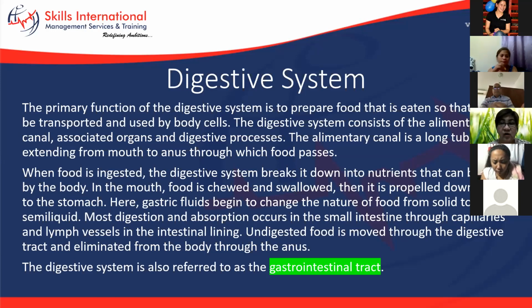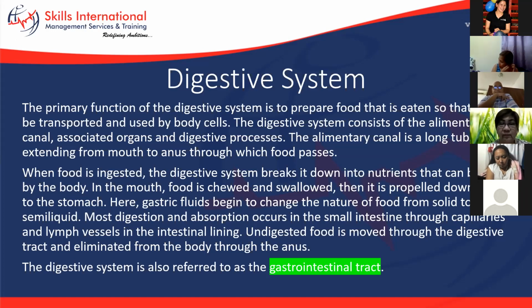The digestive system consists of alimentary canal, associated organs, and digestive processes. The alimentary canal is a long tube extending from mouth to anus through which food passes. So meron siyang taking in and taking out and keeping it out. When food is ingested, the digestive system breaks it down into nutrients that can be used by the body. So in the mouth, food is chewed and swallowed. Process ito, ha? Then it is propelled downward to the stomach. Here, the gastric fluids begin to change the nature of food from solid to semi-liquid.